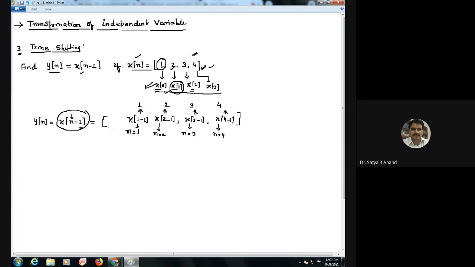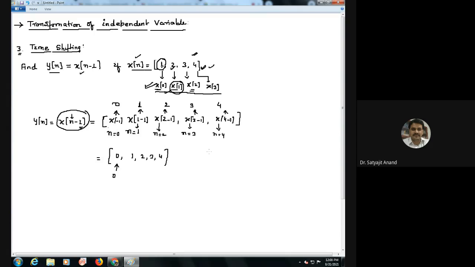And now a question may be asked, what is the value at n equal to 0? If you put n equal to 0, 0 minus 1 is x[-1]. For x[-1] we don't have any sample, so I will consider this as 0. So here my observation is, this is 0, 1, 2, 3, 4. This is my arrow mark. This is n equal to 0.